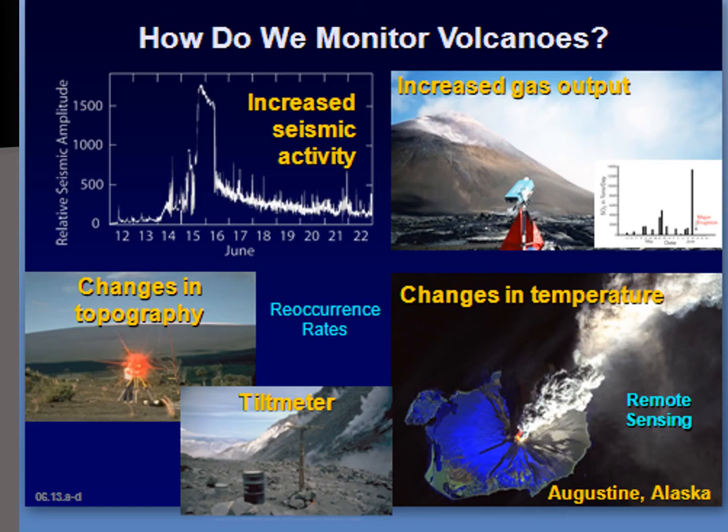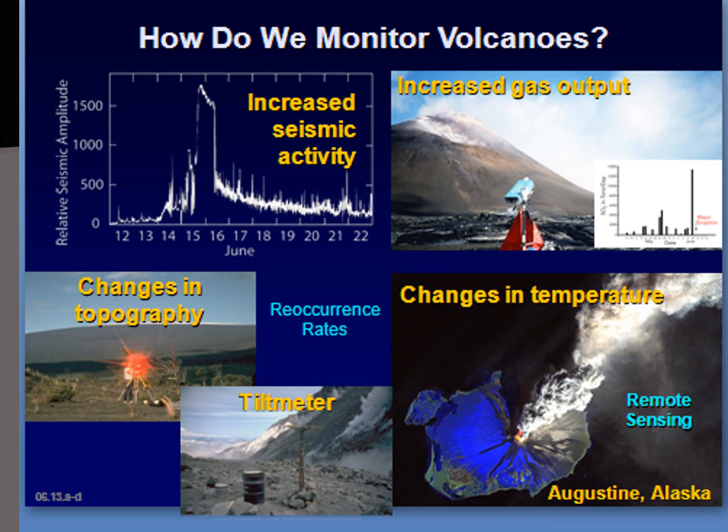So just some images here. On the far left, that's laser surveying, looking for changes in topography. Bottom left, that's an old-fashioned tilt meter. If it tilts, then we can measure that and know that the ground is deforming. Bottom right, that's using some false color satellite images to detect heat. And believe it or not, the blue there is representing heat coming out of that very active volcano.